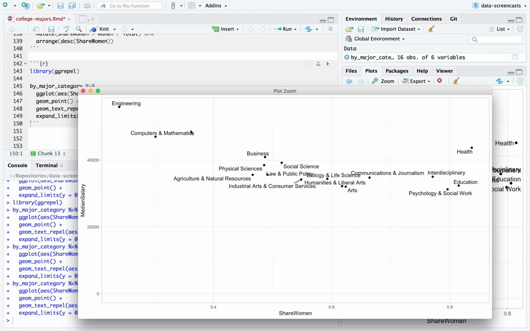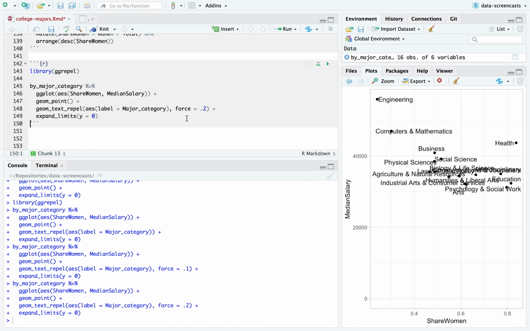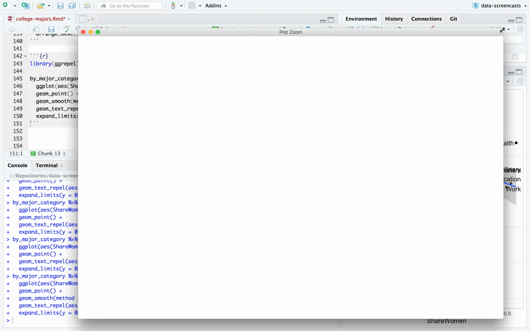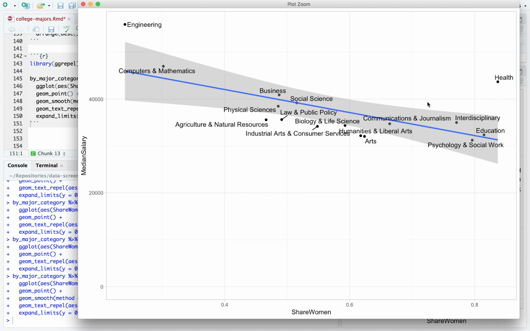What this looks like to me, and I am going to throw in a best fit line. Almost anyone who made a graph like this would do so. My first instinct is that engineering and computer mathematics are outliers in two dimensions. They're outliers in higher salary and more men. If we remove them, the correlation would probably be weaker. I can't even tell. The correlation might not even be significant right here.